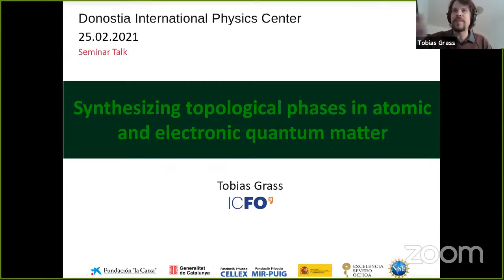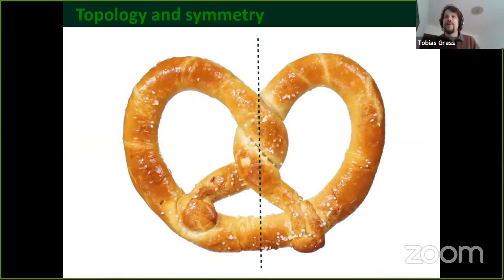So let me start with the concept of topology by looking at this pretzel. Apart from topology, it has a very nice shape, and it has also a symmetry. For instance, here we have this mirror symmetry, and symmetries are, as you know, interesting in physics. In particular, we think about symmetries and what happens when they are broken. And indeed, that can happen very easily.